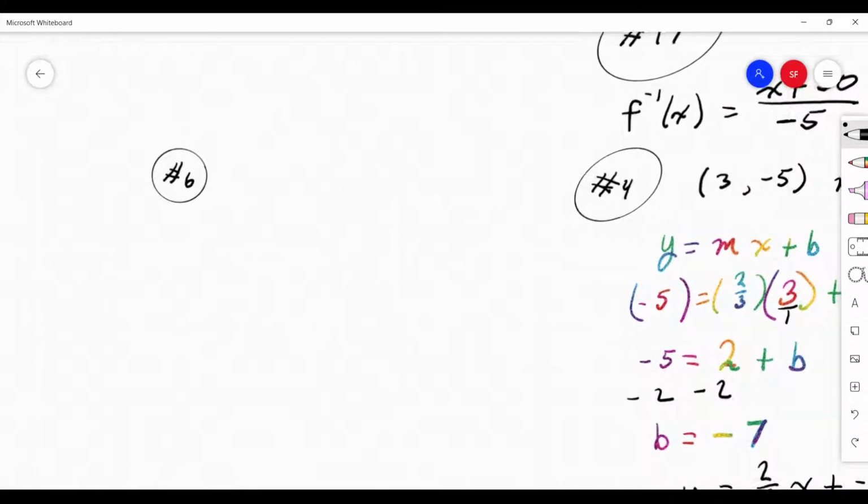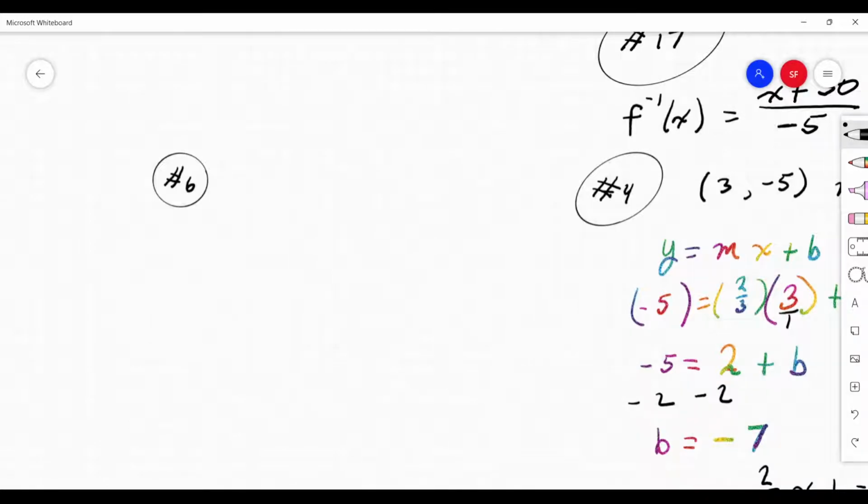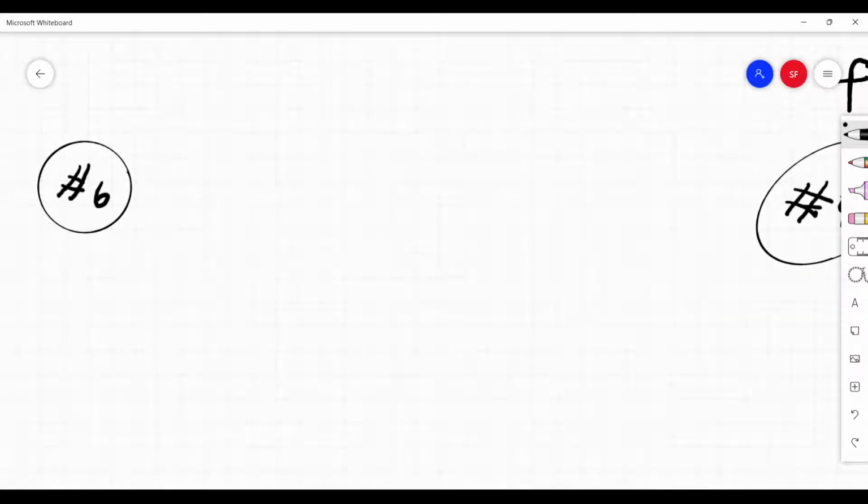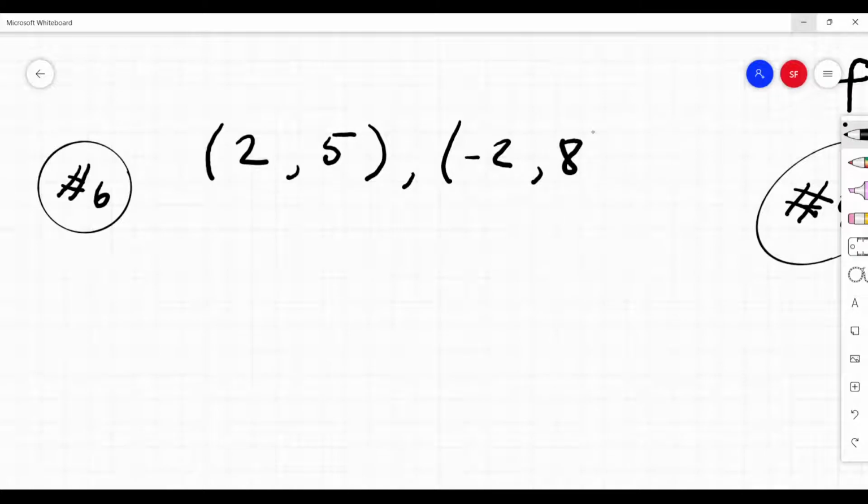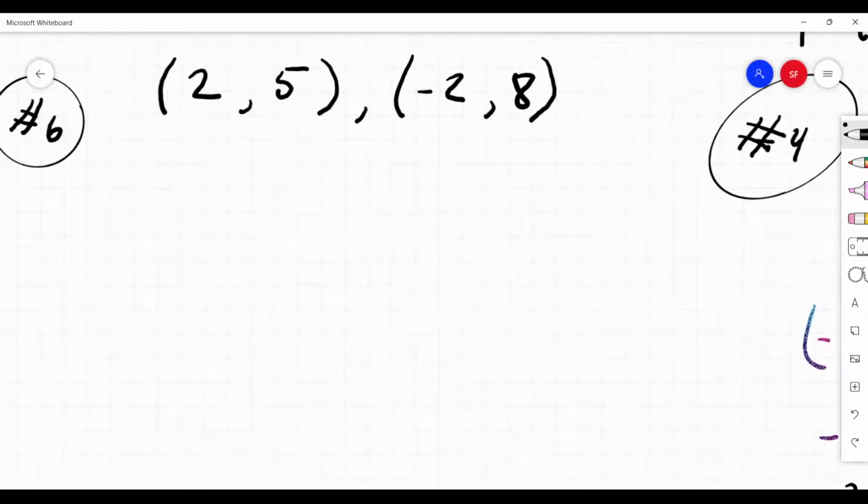Okay, number 6. So we're trying to still find the equation in slope intercept form of the line that passes through (2, 5) and (-2, 8). All right, B, what should we do? Write it with the y2 minus y1. Okay, so we're going to use the slope formula.